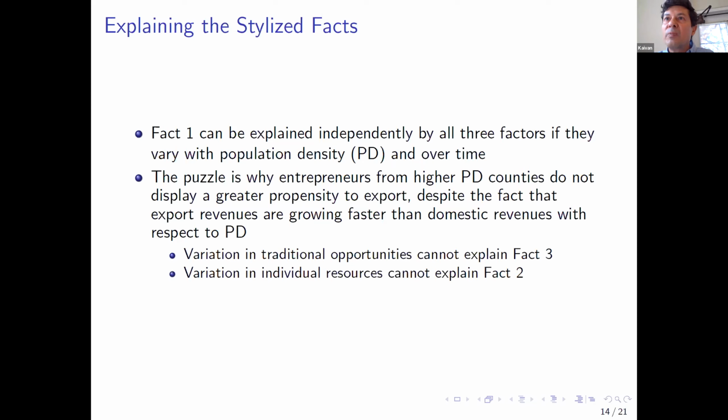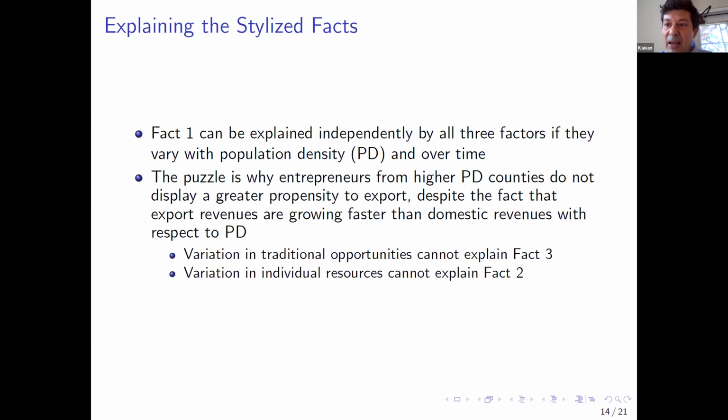Alternatively, think about a world in which, in higher population density counties, the population just has an ability distribution that is shifted to the right. And this advantage keeps increasing over time. Now the ability threshold is the same for everyone, but you have more people who have crossed the threshold in the higher population density counties. And this again is increasing over time to explain the first fact. And then finally, you could tell a story where in fact opportunities at the destination in business are different for whatever reason.